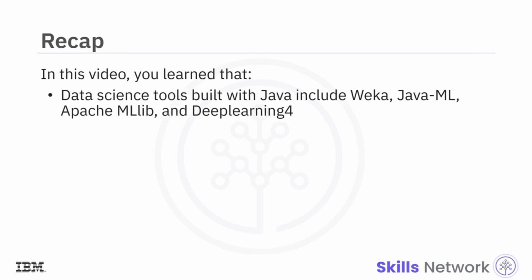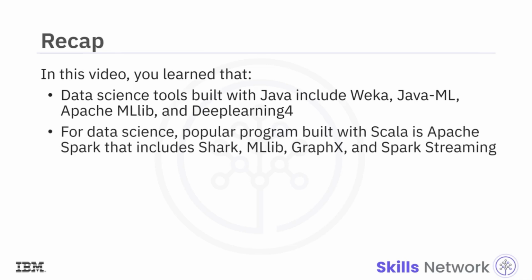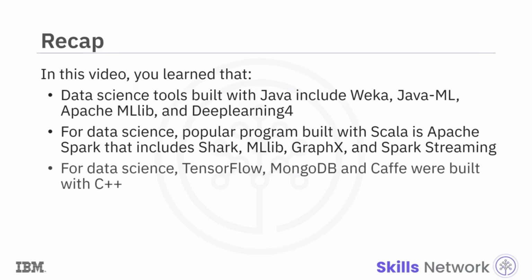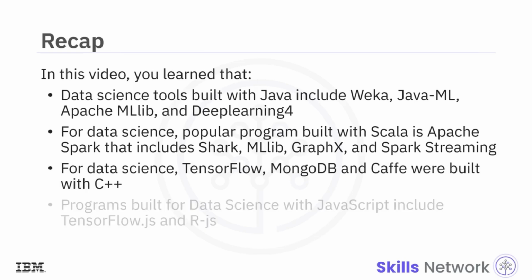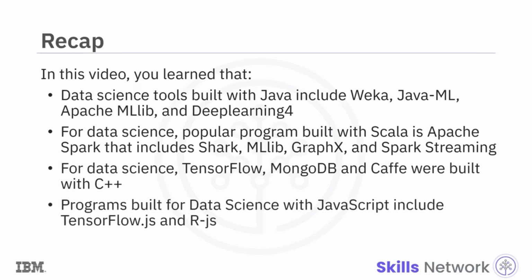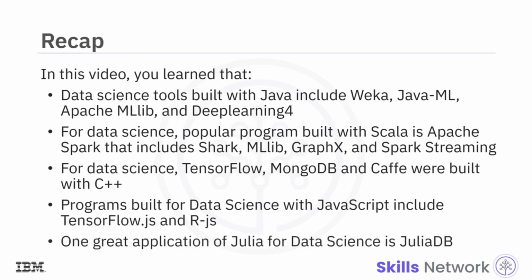In this video, you learned that data science tools built with Java include Weka, Java ML, Apache MLlib, and Deep Learning 4. For data science, a popular program built with Scala is Apache Spark that includes Shark, MLlib, GraphX, and Spark Streaming. For data science, TensorFlow, MongoDB, and Caffe were built with C++. Programs built for data science with JavaScript include TensorFlow.js and R.js. And finally, one great application of Julia for data science is JuliaDB.